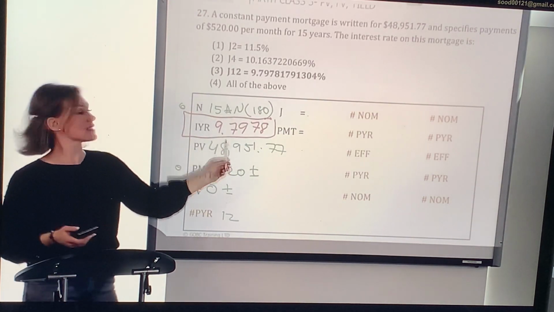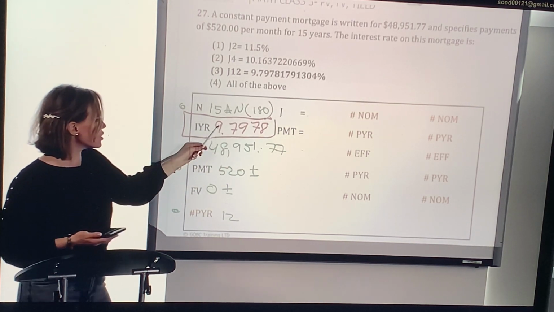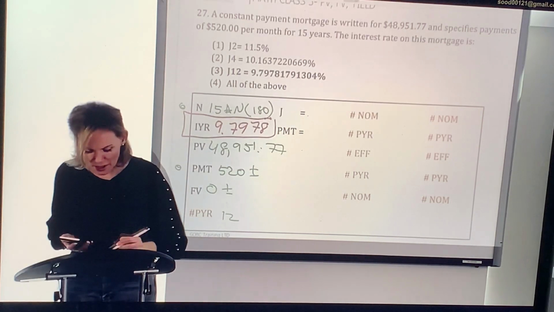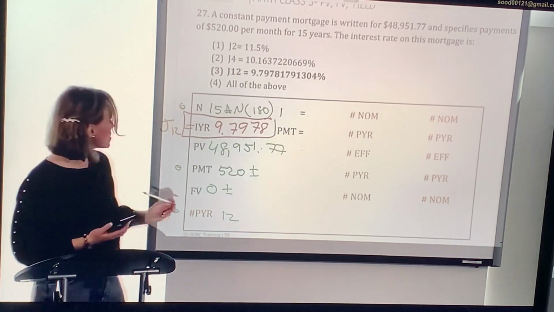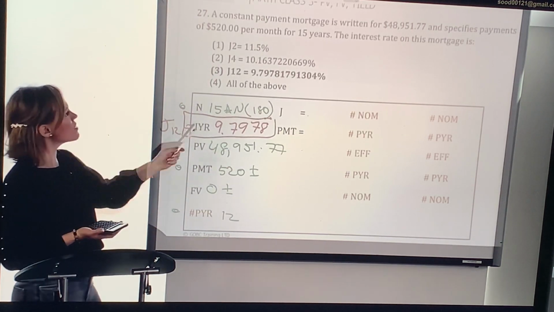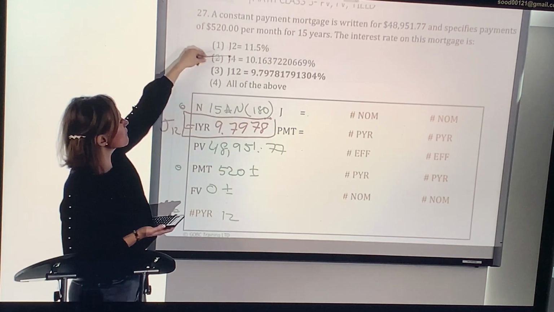So what's this again? Is that a big number, yes or no? Yes, it is. Why? Because it's in percent per year. That's good. So what do you know about this rate? That is a J12 because PYR is 12. So I know this is my J12 equals 9.79. Now I can look back at the answers and see which one is the right one. I already see option 3 has my J12 9.79 in here. So now I have to take this and convert it to whatever they want.